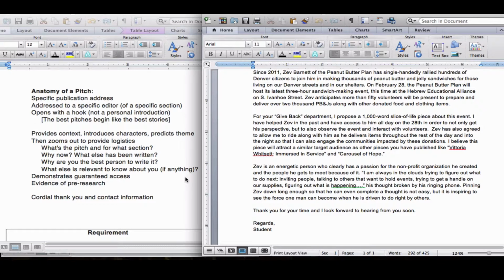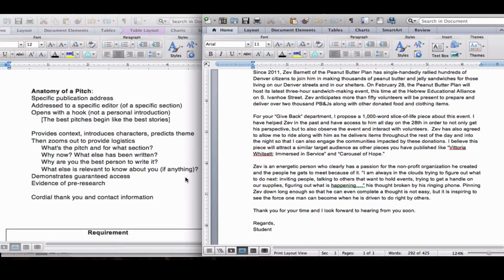There is a little bit of why you are the best person to write it, which seems to be that this writer has some context. Now, of course, there's probably a conflict of interest here, or there might be, that's not discussed, which the writer should probably explain: I've helped Zev in the past, but we're not friends, for example. Ignoring that, though, there is a justification for why this writer may be the best person to write it.